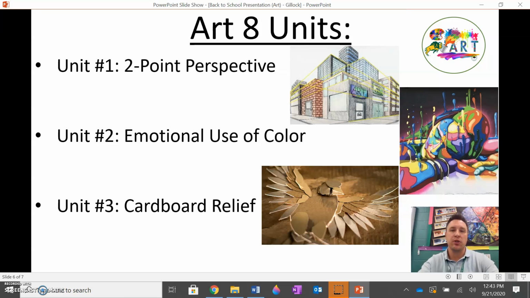The first 2 units were the 2D design units, and this last one is a 3D design unit. So basically, they'll be given some cardboard in the coming week, I think by next week, and they'll take it home and they'll measure and cut and layer cardboard to make an artwork rise off the surface and create a relief. And that's it for those units.